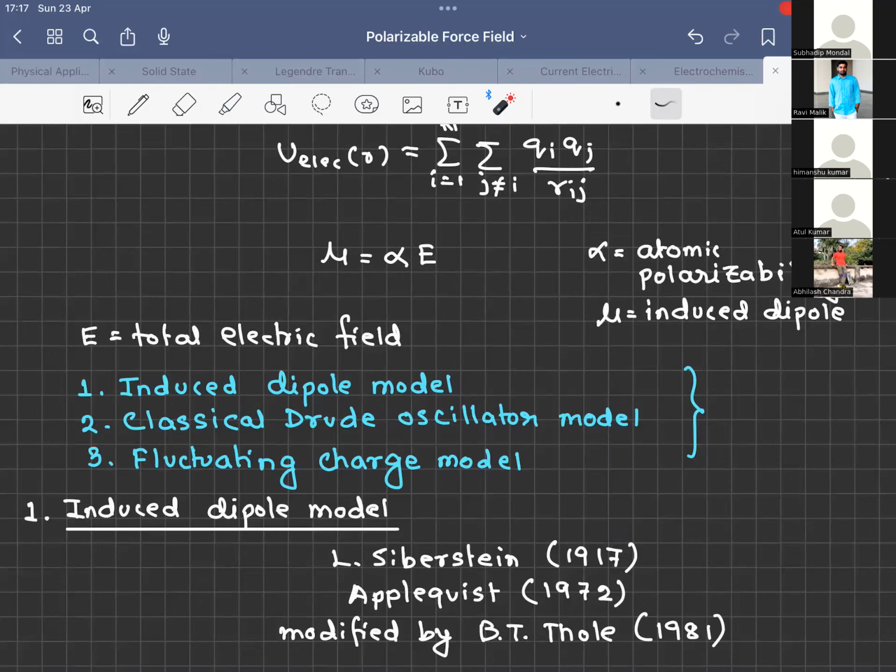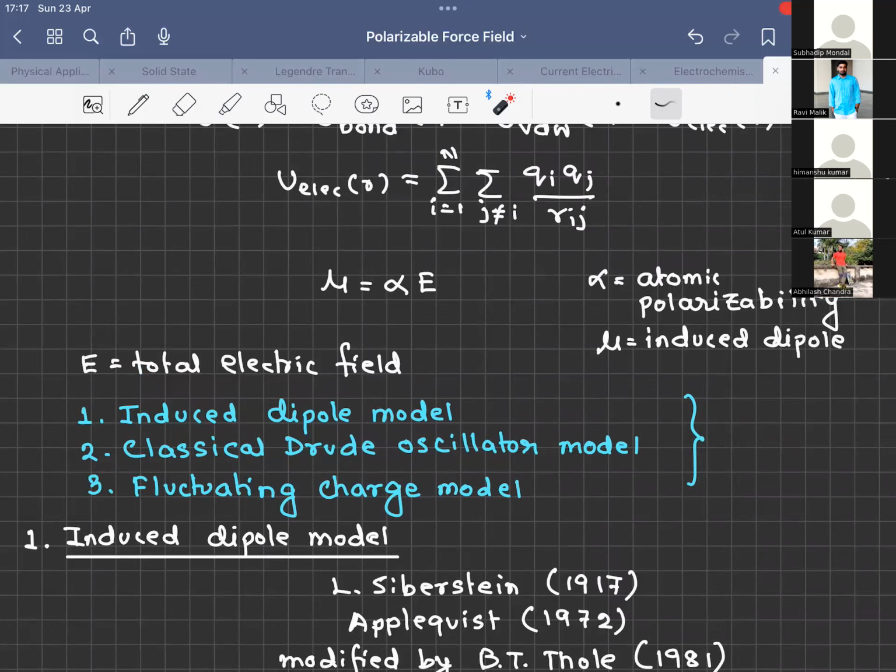In this polarizable force field modeling, just one thing: basically, the Silberstein model, Applequist's work, and later on Thole's work, they have done the work in the calculation of an accurate alpha value, right, considering the electric field to be weak in that approximation.